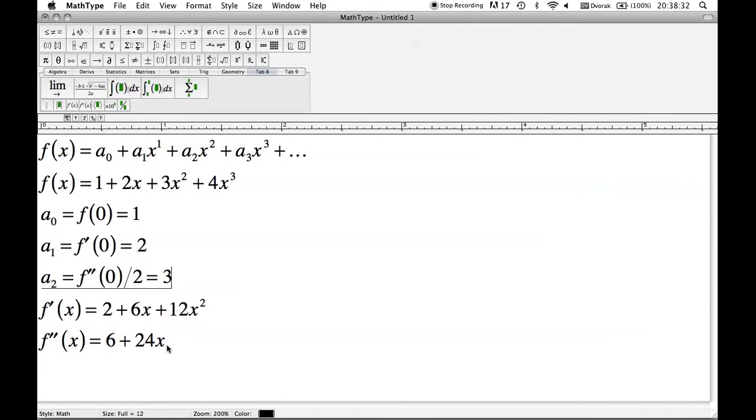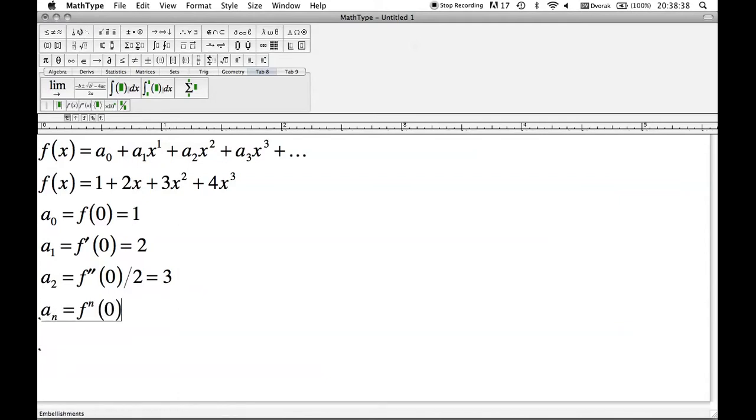So, it turns out for any n, a sub n is equal to the nth derivative of the function at x equals 0, all divided by n factorial. Because you have 4 times 3 times 2 times 1, and then you want to get that 4, so you just divide it by that 3 times 2 times 1, which is 3 factorial. I hope this makes sense.